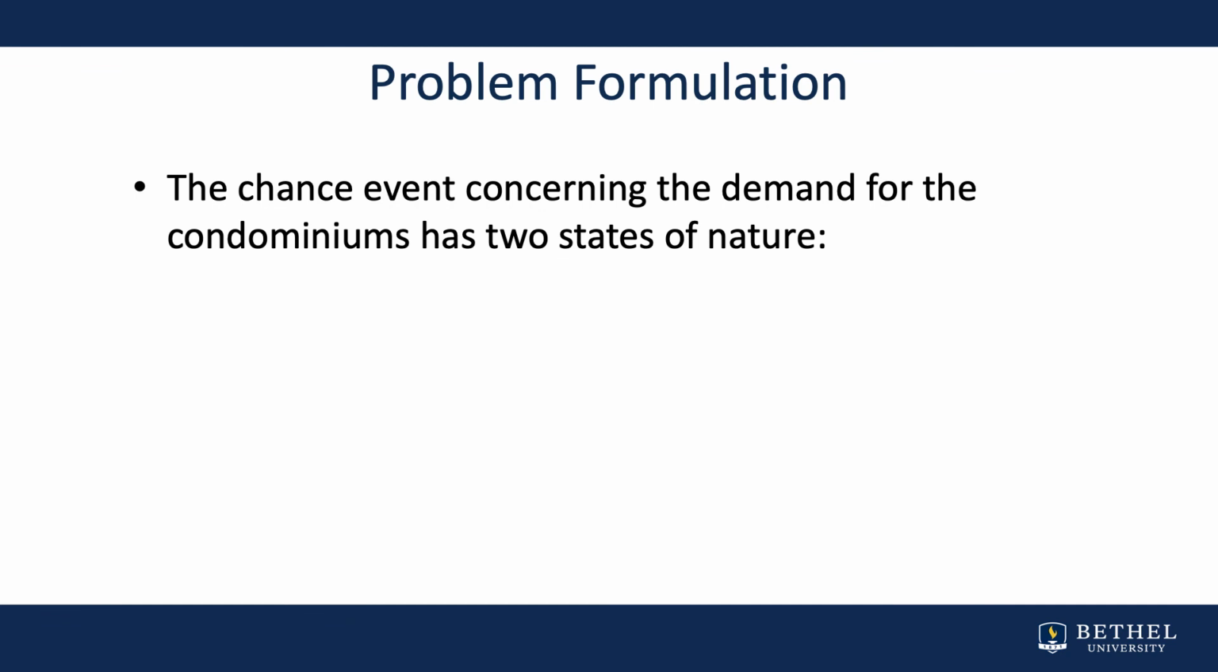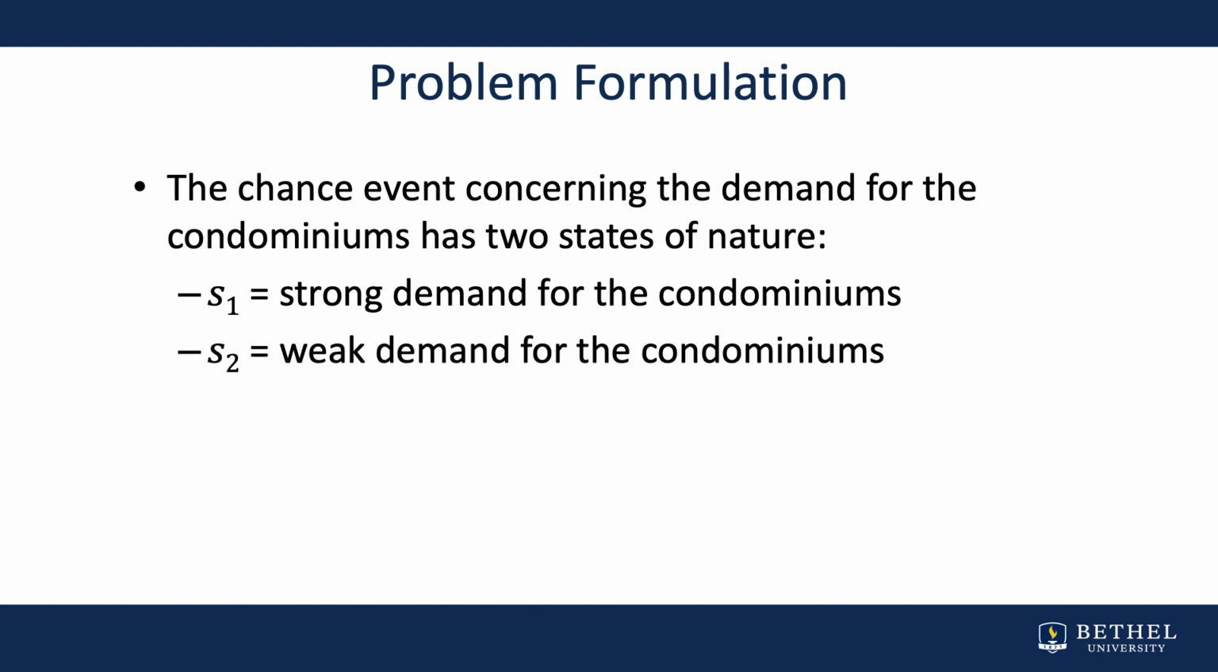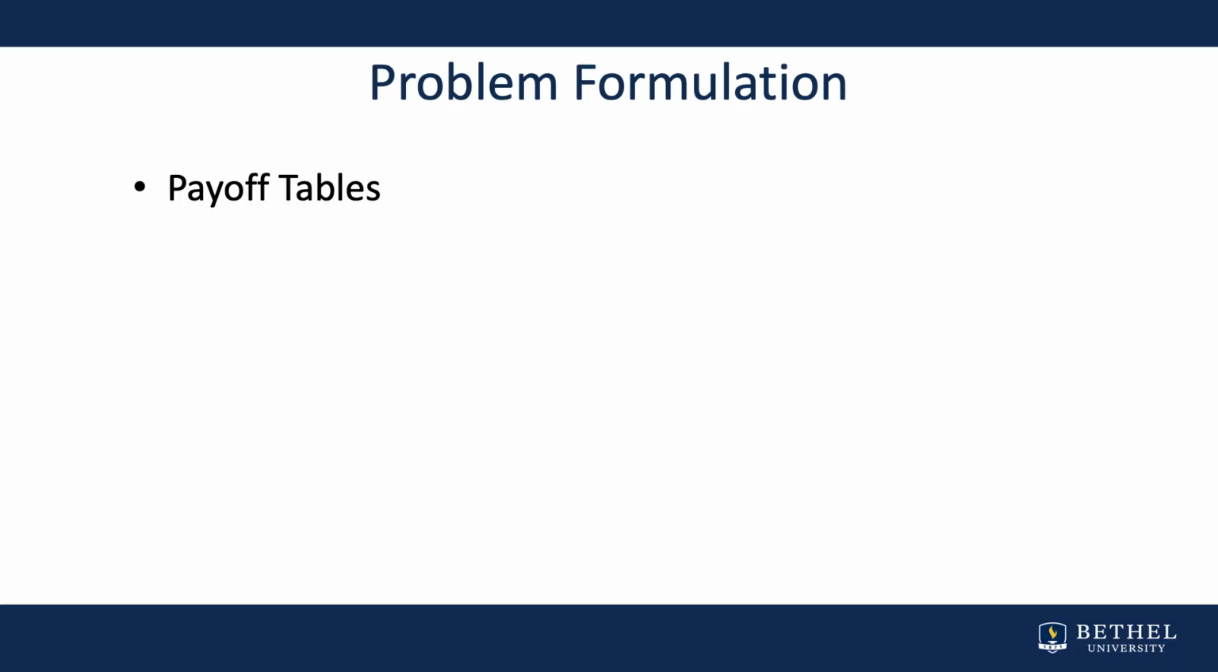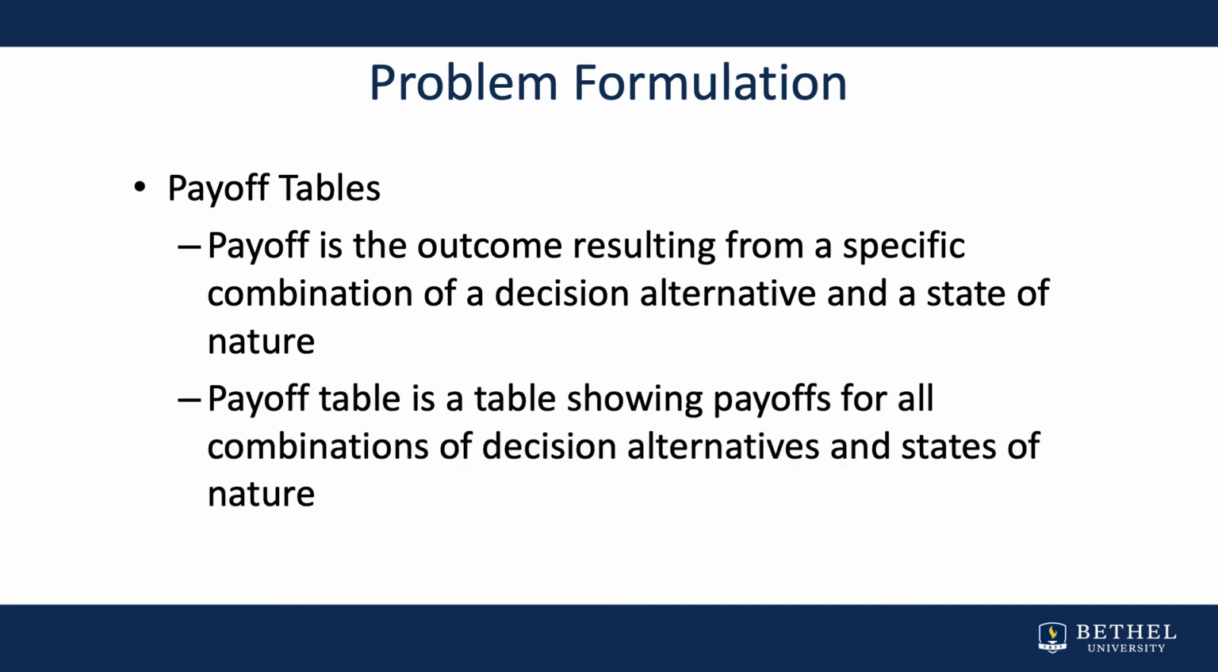In the PDC example, the chance event concerning the demand for the condominiums has 2 states of nature. The first state is strong demand for the condominiums, and the second state is weak demand for the condominiums. So it's either going to be strong or weak demand, no in between. As a part of problem formulation, one of the things we have to consider is payoff tables. Payoffs are the outcome resulting from a specific combination of a decision alternative and a state of nature. A payoff table is a table showing payoffs for all combinations of decision alternatives and states of nature.